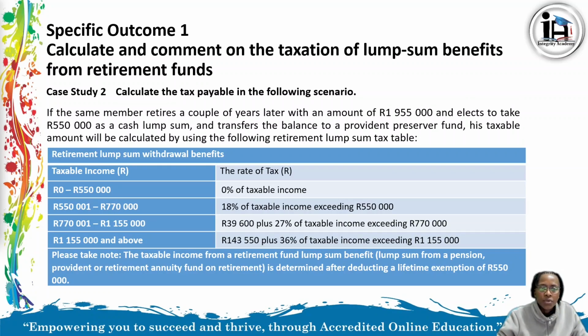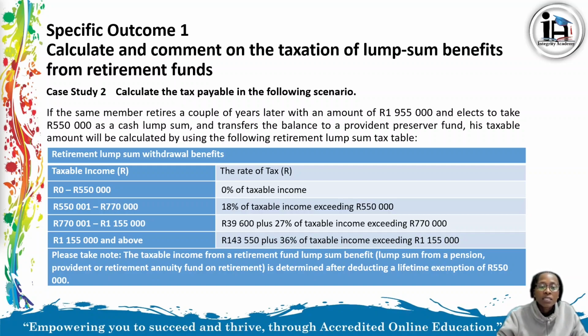So case study 2, calculate the tax payable in the following scenario. If the same member retires a couple of years later with an amount of 1,955,000 and elects to take 550,000 as a cash lump sum and transfer the balance to a provident preserver fund, his taxable amount will be calculated by using the following retirement lump sum tax table. The retirement lump sum withdrawal benefits table.